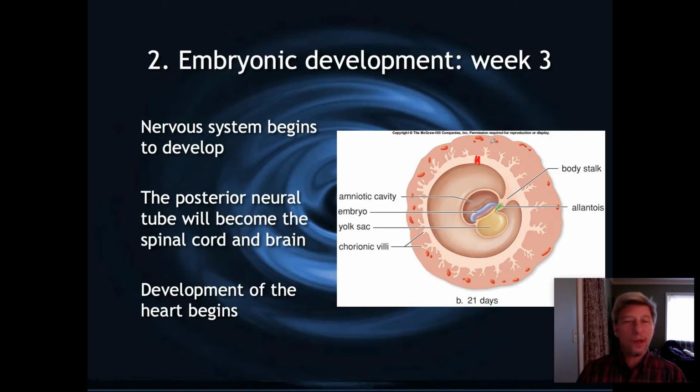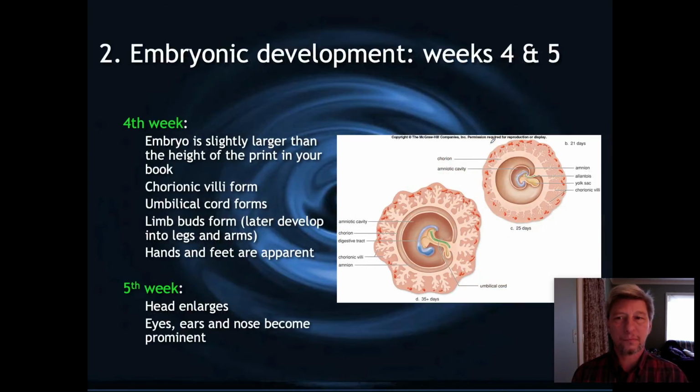At this point, the nervous system has begun to develop, and there's a neural tube which will become the spinal cord and the brain. And also during week 3, the cardiovascular system begins to develop, and so we have the first signs of a heart occurring here.